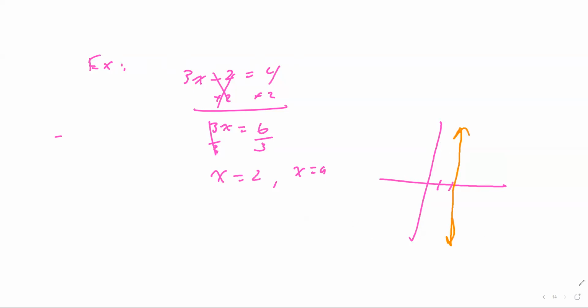All right, let's look at another example. Or not. Let's go to the next objective. Objective 2 is to determine the slope of a line.